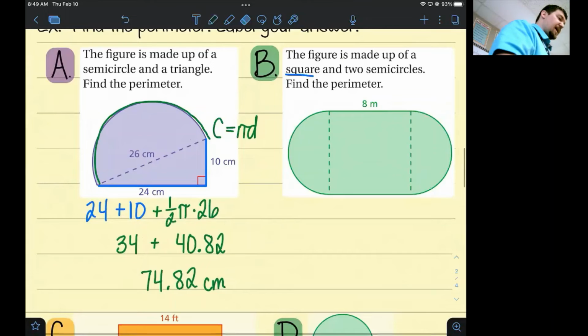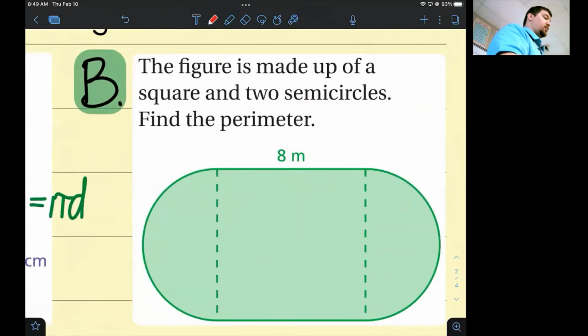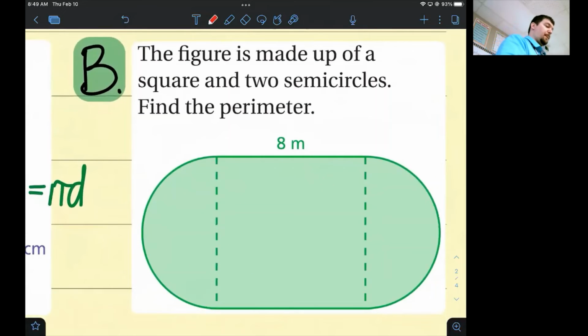All right, next one. Says the figure is made up of a square and two semicircles. Find the perimeter. It only gives me one side. Top side is 8 meters. How many sides do you see on this shape? Whitney? There are 4. There's a straight edge side on the top. There's also a straight edge side on the bottom. Whitney, do you know what the other side on the bottom is? How long is that? Also 8.